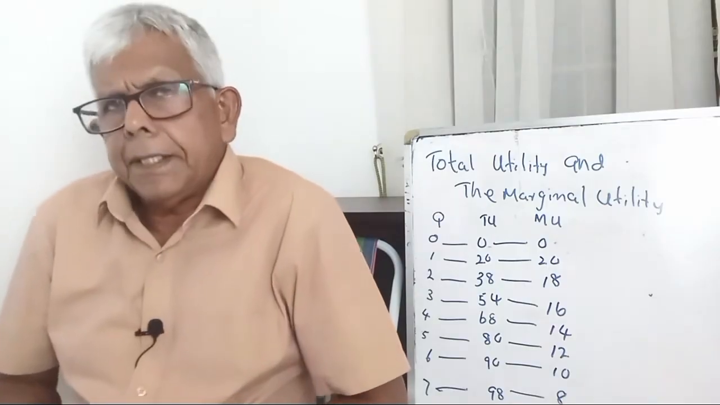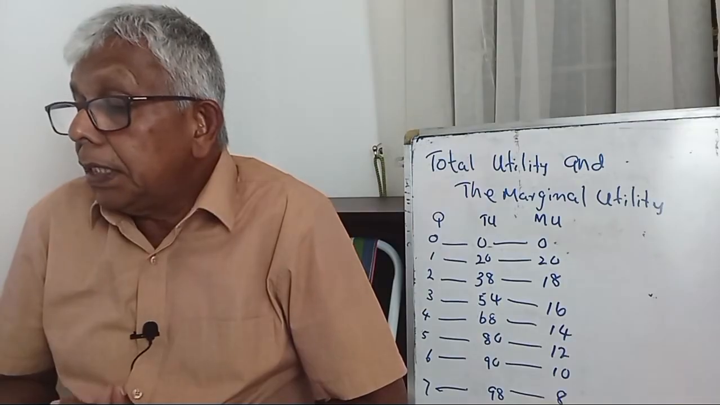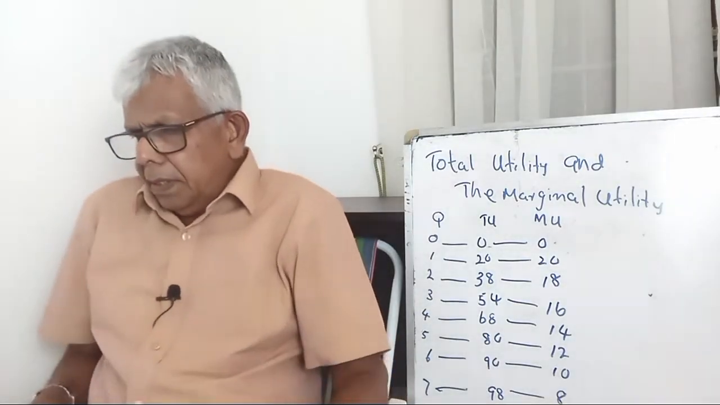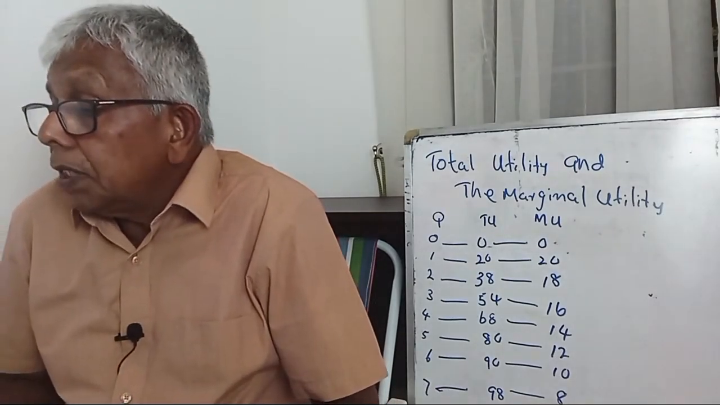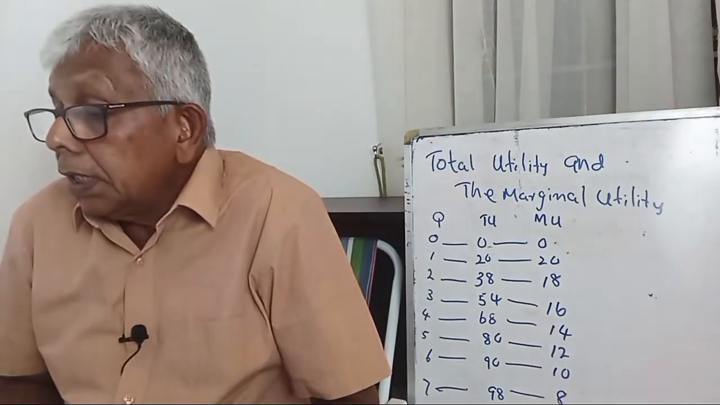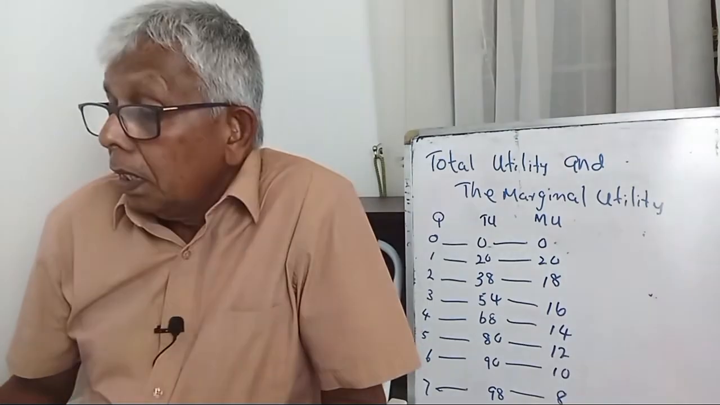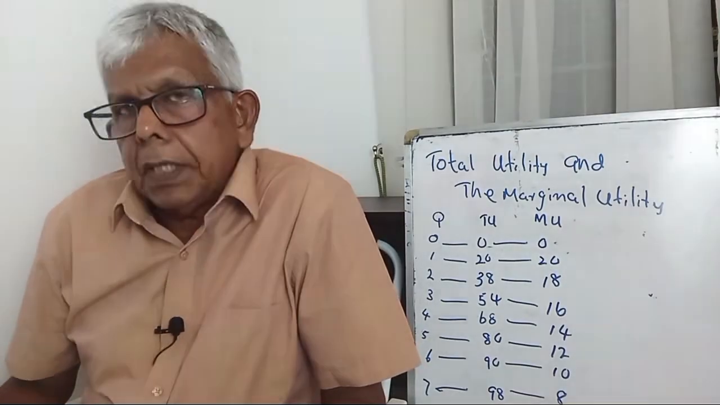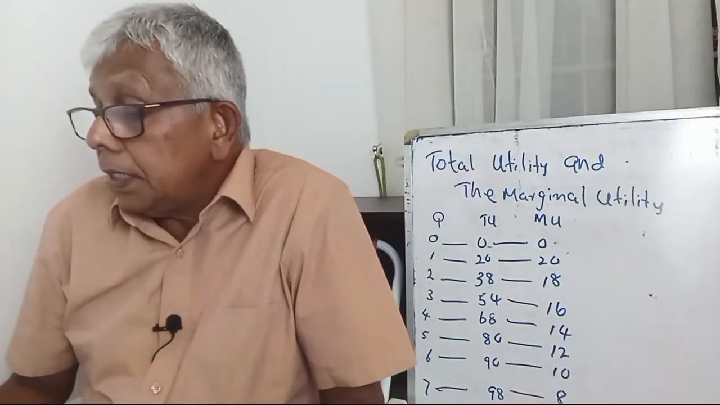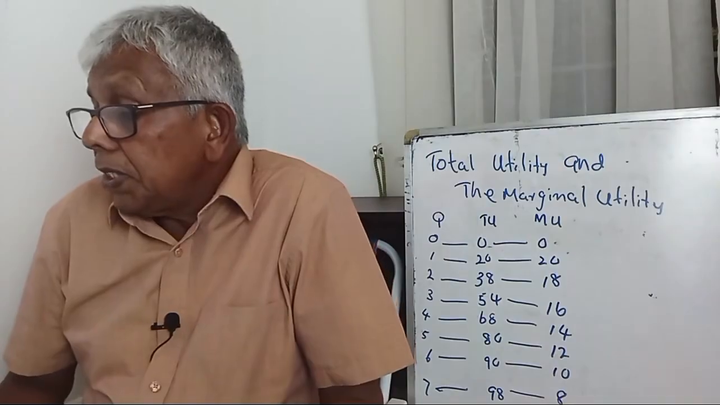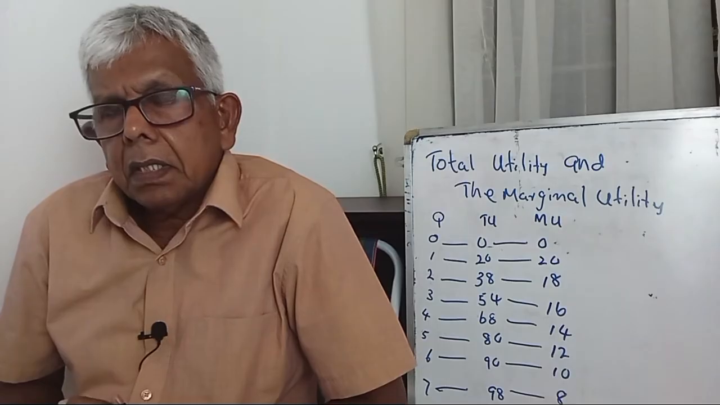What is total utility? That is the utility you get from consuming all the bottles in the above example. Then what is the marginal utility? That is the additional utility you can get from each extra unit consumed.